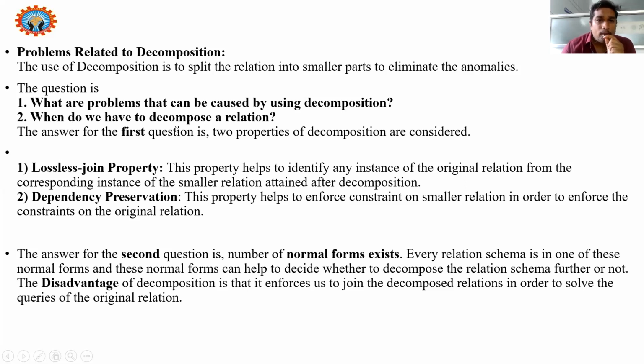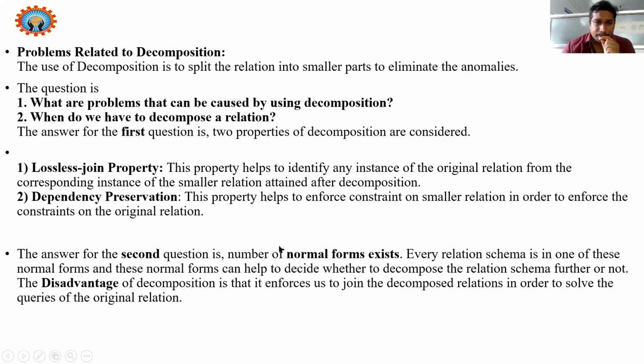Next, when do we have to decompose a relation? The second question is, what parameters make you decompose a main relation into sub-relations? Then you use one of the important concepts called normal forms. If you have to decompose a relation, you have to use one property called normal forms.